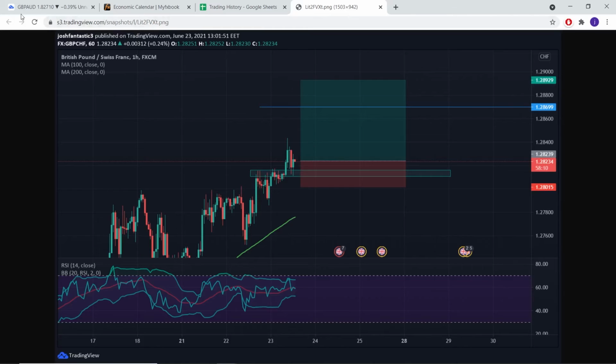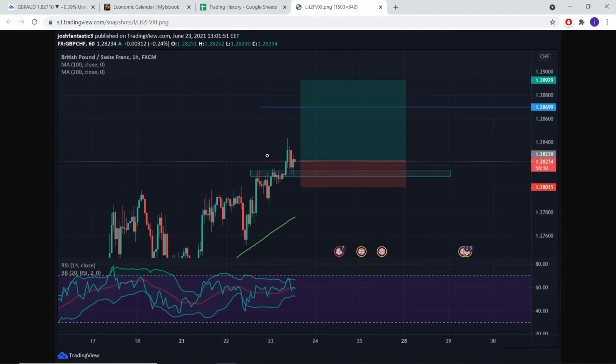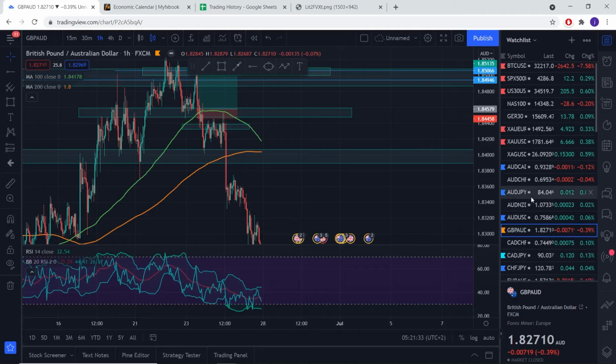Right, GBP CHF was a break even. Again, we had that GBP weakness that was happening with the interest rates, and we did expect that from the fundamental side of things, along with the multiple rejections that we had from this area. Price failed to continue moving upwards, so we cut our losses short around that area.